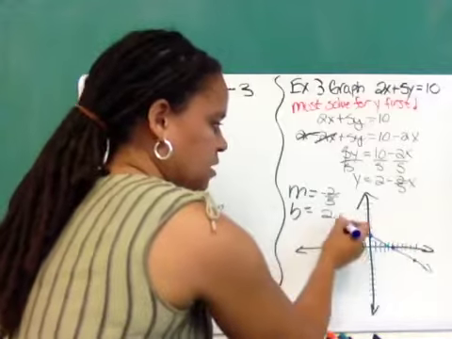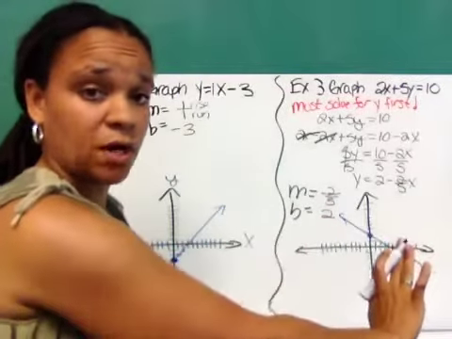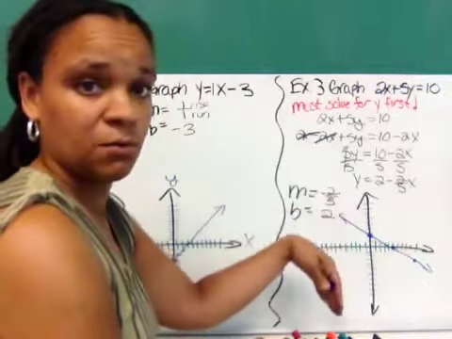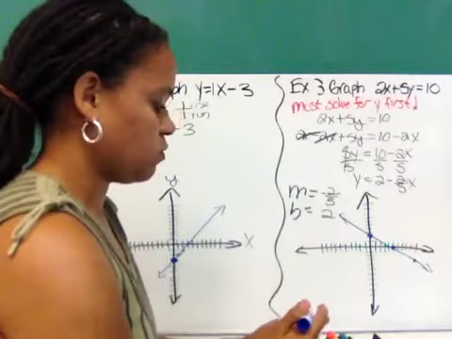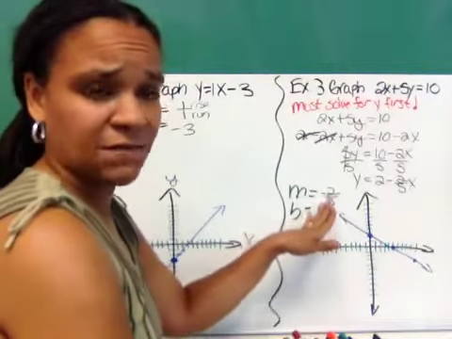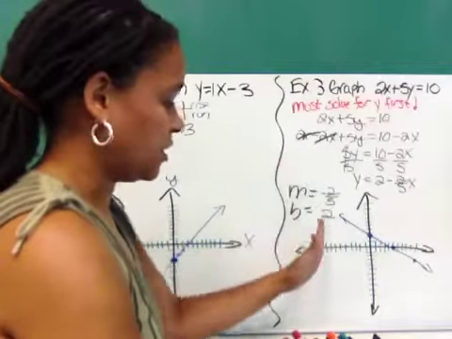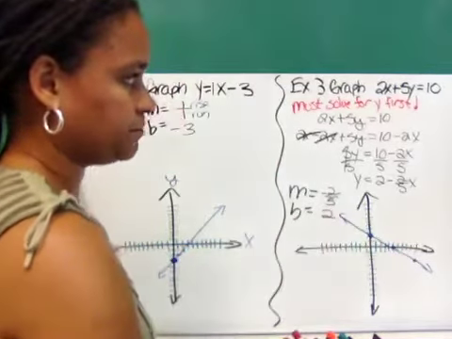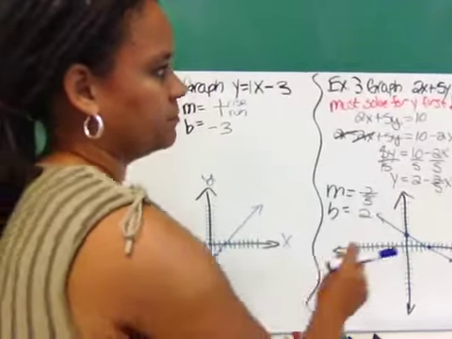So notice, I still went to the right. I'm always running to the right. The negative just tells me I'm going to move down 2 and then move to the right 5. So the negative doesn't have anything to do with going left. It just tells you go down and then over. One more example.